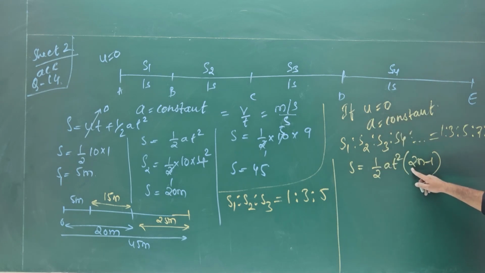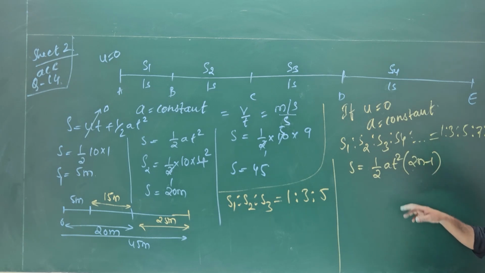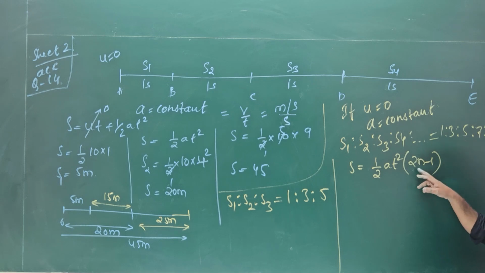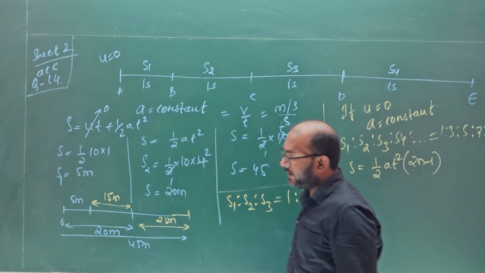If I substitute n value 1, then 2 into 1 minus 1 is 1. If I substitute 2, then 2 into 2 is 4, 4 minus 1 is 3. It increased 3 times. So first is 1, then 3. If I substitute 3, 2 into 3 is 6, 6 minus 1 is 5. If I substitute 4, 2 into 4 minus 1, that is 7, and so on.